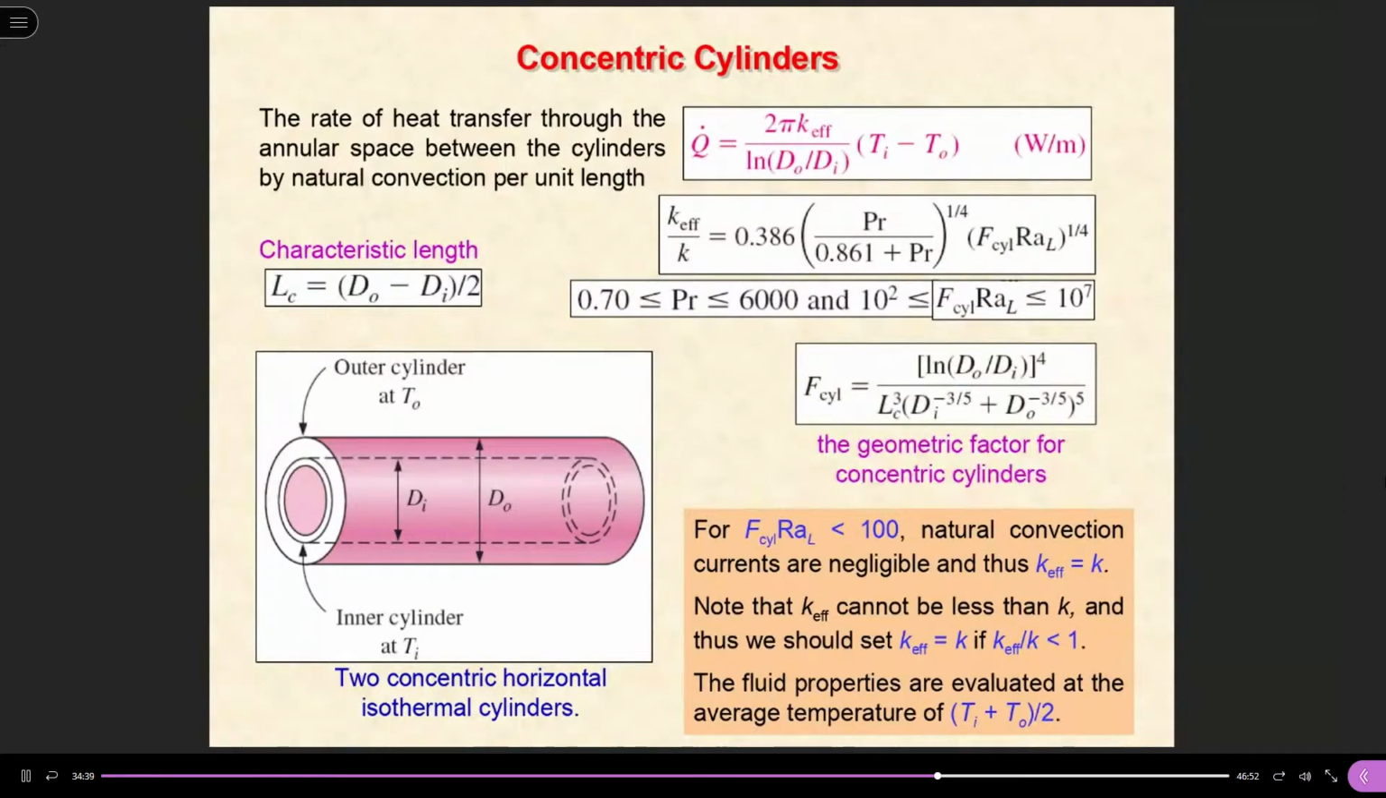Another case is that you may have two layers of pipe. You have an internal pipe, an external pipe, and in between you have another fluid. This is used for some heat exchangers. In our refrigeration system, you may have such a design. In this case, we also define a K effective.